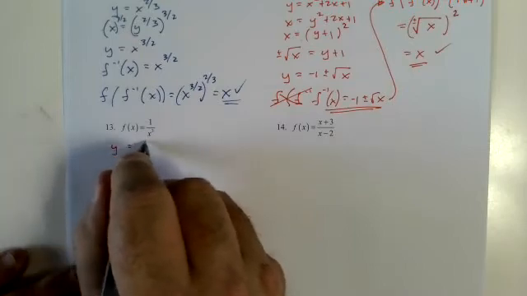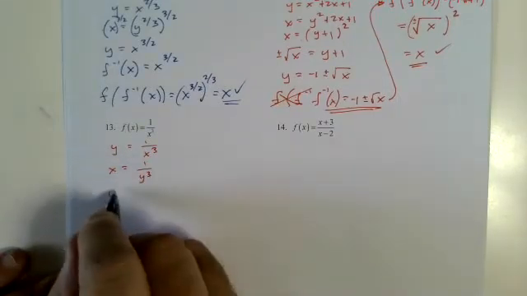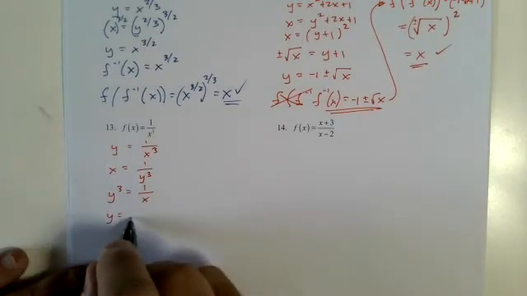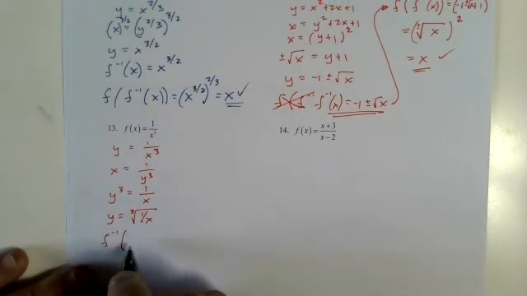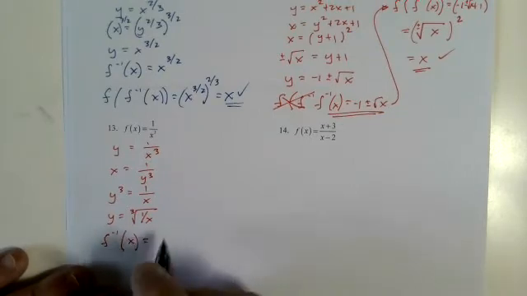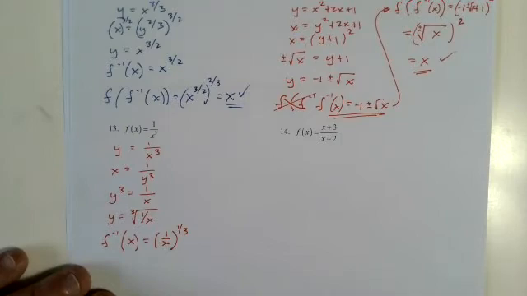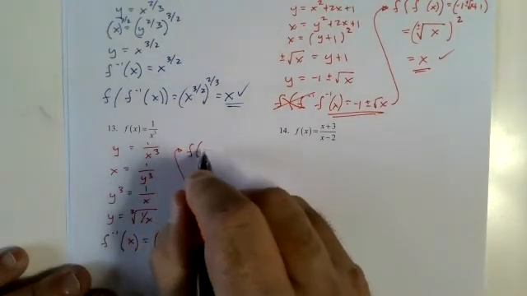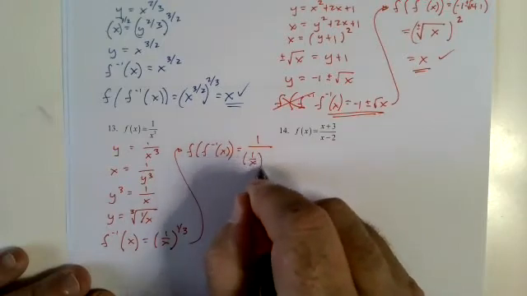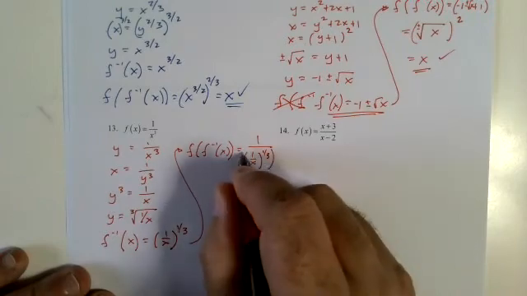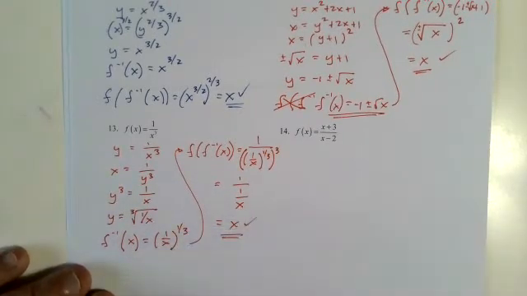All right, y equals 1 over x to the third, x equals 1 over y to the third. Multiply both sides by y to the third, divide both sides by x, y equals third root of x. Praying and hoping you're not asking me how come there's no plus or minus on there, because it's a third root. I could write this lots of ways. Let's go with 1 over x to the 1/3. I think that's probably my best bet. f of the inverse of x equals 1 over x to the 1/3 to the third equals 1 over x, which equals x. Very nice.